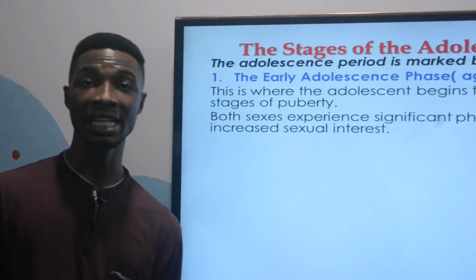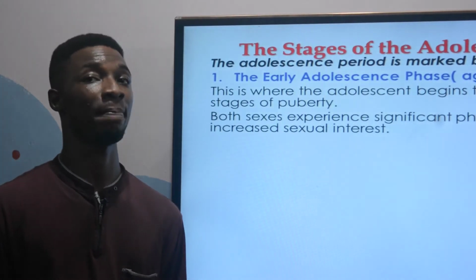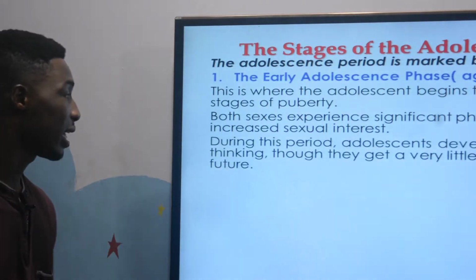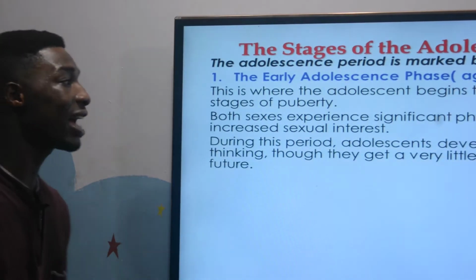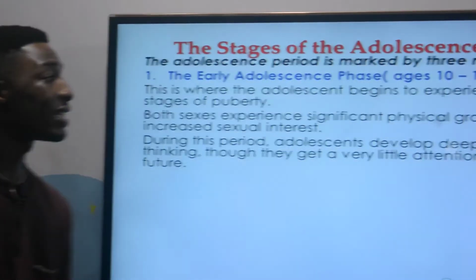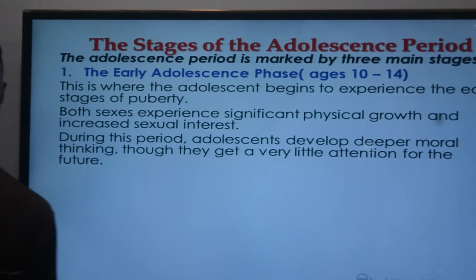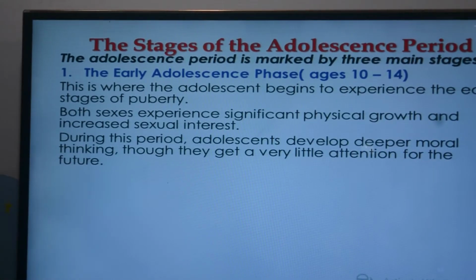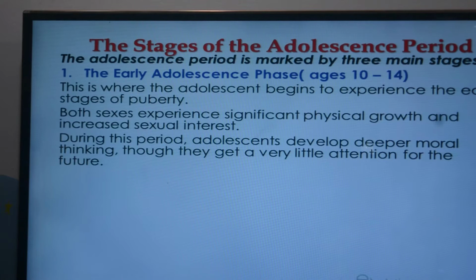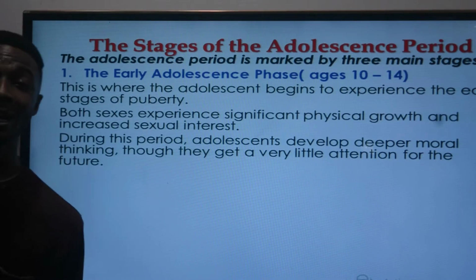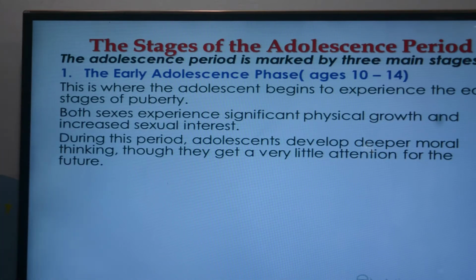There are changes and development of the sexual reproductive system in the early adolescence phase. Both sexes experience significant changes in their physiques, and there is an increased sexual interest. During this period, too, adolescents develop deeper moral thinking, though they give very little attention to the future. They don't care much about the future, yet they develop deeper moral thinking.